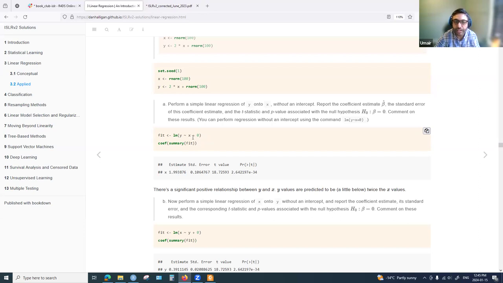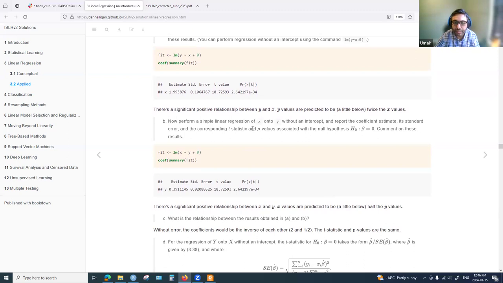The syntax for that is to add a zero in the lm function input, which would fit a model without an intercept, or an intercept of zero. Based on that, we get this coefficient because there's a single predictor. We get 1.99, which is pretty close to 2, which means that we get a similar relationship. So there's a significant positive relationship between y and x, as we can see based on this probability, the p-value.